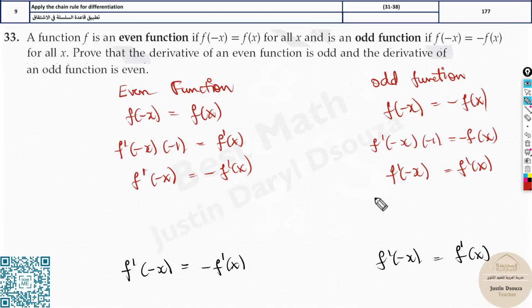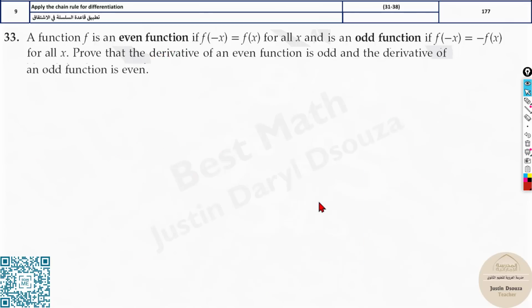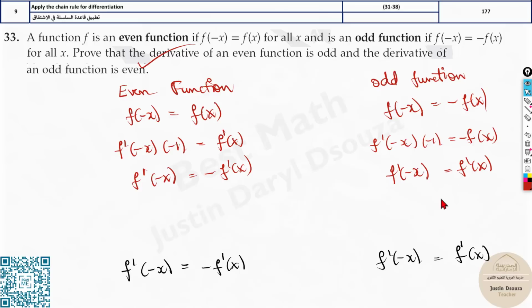Yes, that is true, and we can tell this is a true statement. By the way, this is an electronic part. You will have to choose from options. So proving problems like this will not come, but this is the understanding. Odd function, when you derive it, you will get an even function. When you derive an even function, you'll get an odd function. The derivative of odd functions would be even. Now see over here, the same thing is told. So you can just follow this one, which is much easier to understand.